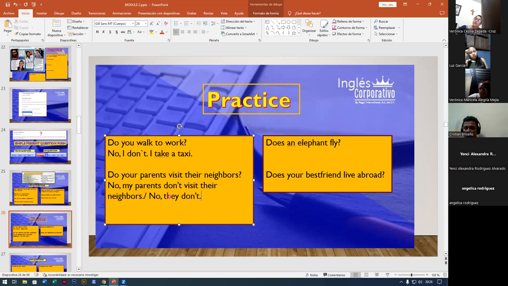In the short answer, you finish in the auxiliary. So don't include the verb. Yes, don't include the verb. So no, they don't. No, they don't. That's good. Okay, so this one is with the auxiliary do.